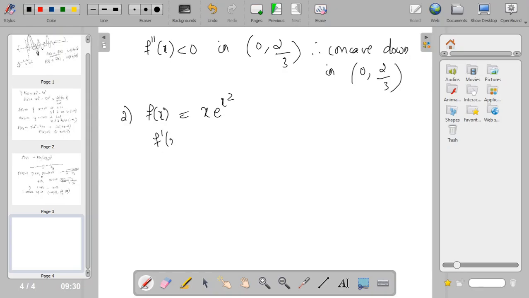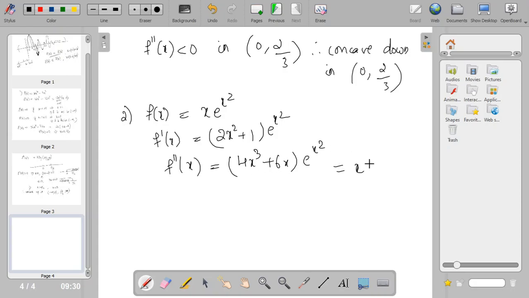So when you take f dash of x, that will be 2x square plus 1 e raised to x square, and f double dash of x was 4x cube plus 6x e raised to x square. So that is x into 2x square plus 1 e raised to x square. So f dash of x എടുക്കുമ്പോൾ, your exponential function is always positive. This is how, that is a definition of exponential function.